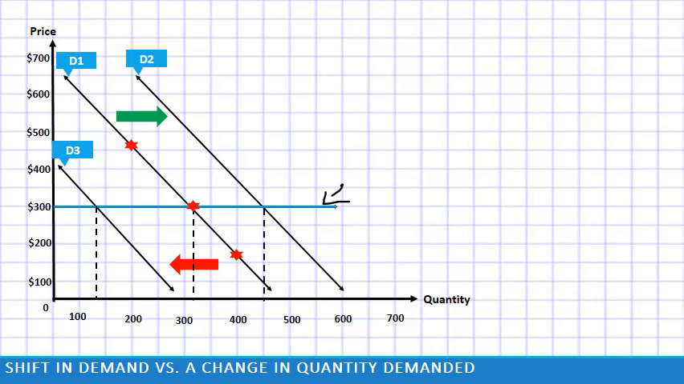So a change in quantity demanded is based on a movement along the line, whereas a shift in demand is based on the line itself moving to the left or right, with the price remaining the same, but the quantity demanded, here you see, going down. We want more of it.